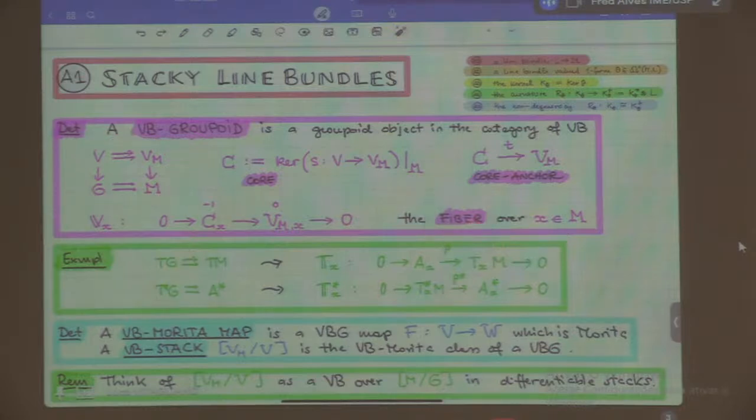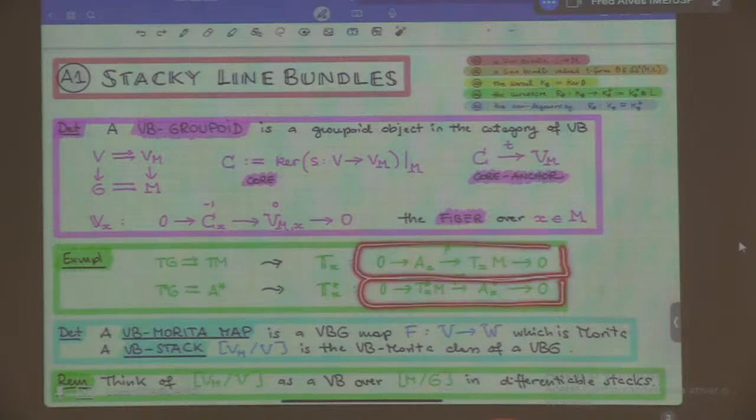But for instance, given a groupoid G, the tangent bundle is always a VB groupoid over the tangent bundle of the base, and the fiber over x is just the anchor map of the Lie algebroid A of the groupoid G. The cotangent bundle of G is also a VB groupoid, this time over the dual of the Lie algebroid, and the fiber is basically just the transpose of the fiber of the tangent groupoid.